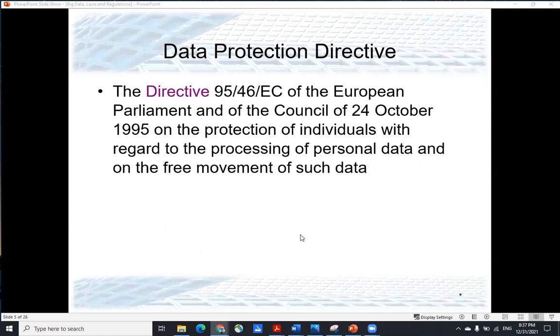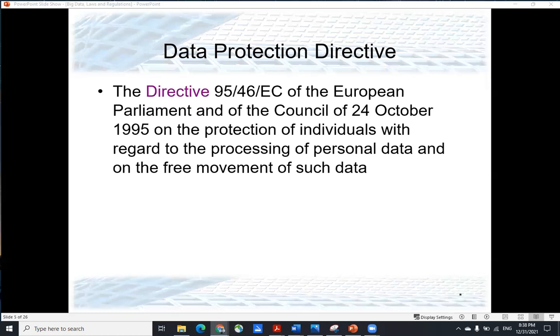Now the directive itself. I put a link in the description. That's Directive 95/46/EC of the European Parliament and of the Council, on the protection of individuals with regard to the processing of personal data and the free movement of data. So what does that mean, the free movement of data? It means how the data is being moved around, like storage, for example, where the data is being stored, where it goes, and things like that, right?